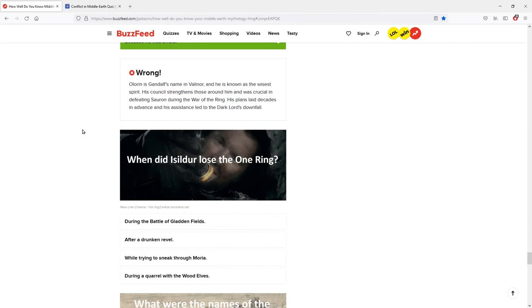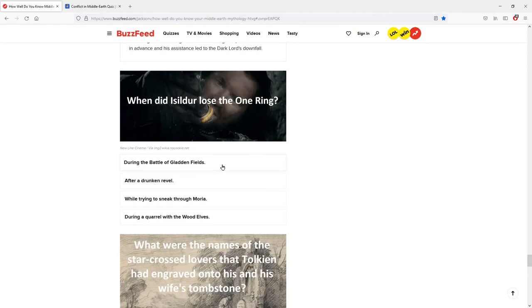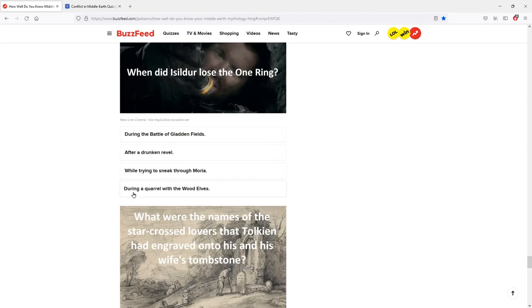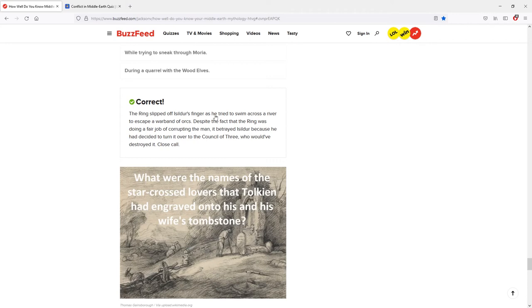Next one. When did Isildur lose the One Ring? During the Battle of the Gladden Fields, after a drunken revel while trying to sneak through Moria, during a quarrel with the Wood Elves. Didn't he lose the ring when he got ambushed by, or was that only the movie? So, Gladden Fields, I guess it has to be. Yeah, oh, okay. The ring slipped off Isildur's finger as he tried to swim across a river to escape a warband of orcs. Yeah, that was my understanding, yes.